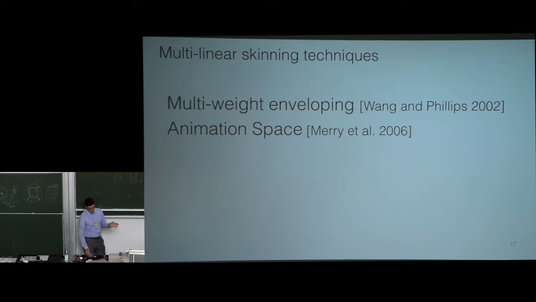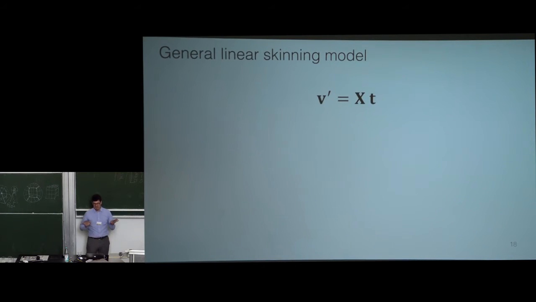So these are the references for the multilinear skinning techniques. And both of these methods will introduce new weights for each of the bones. So you don't just have a single scalar field. At every vertex, you have a collection of weights that then control how that bone's transformation gets propagated to the shape. So let's back up a little bit.